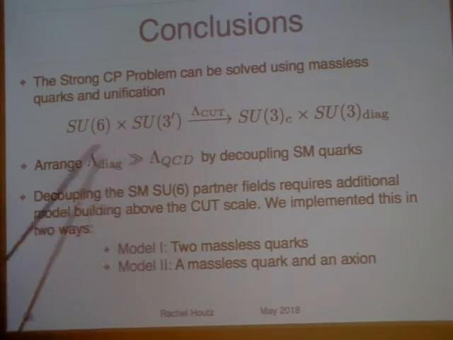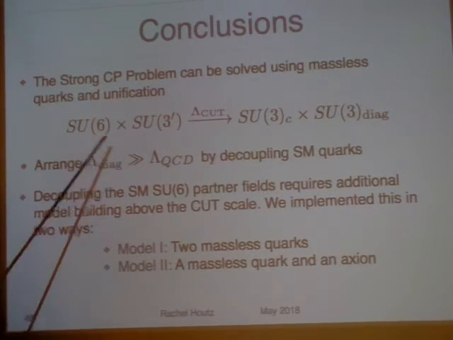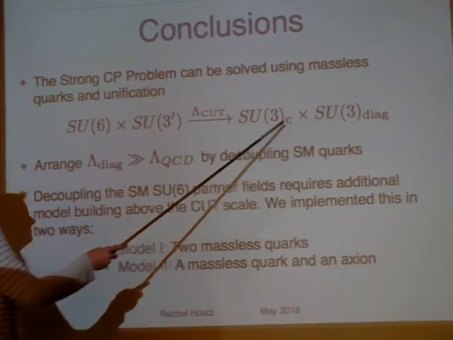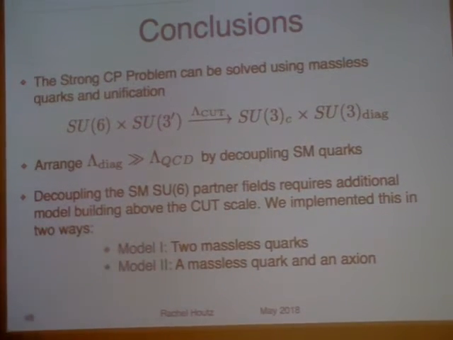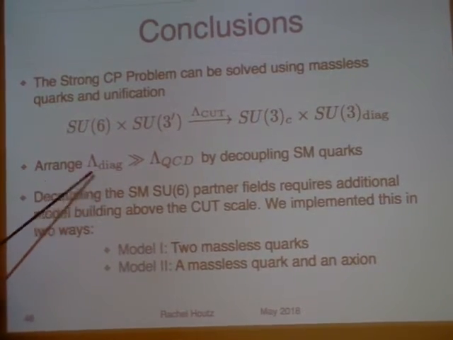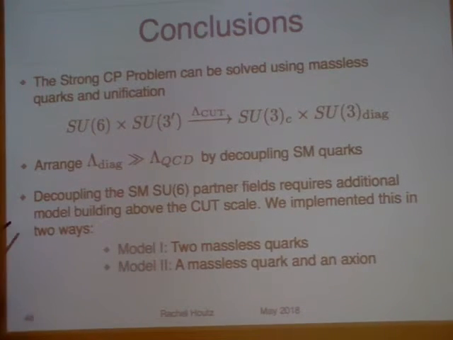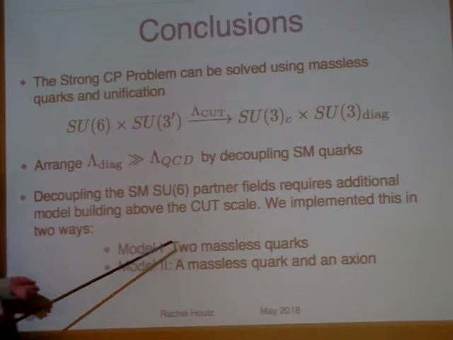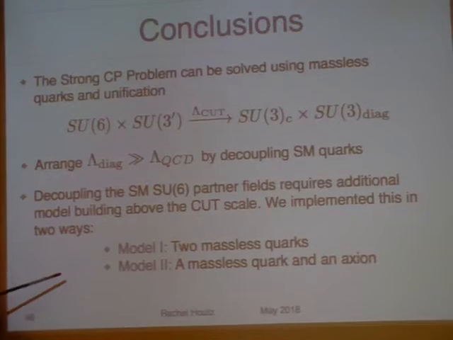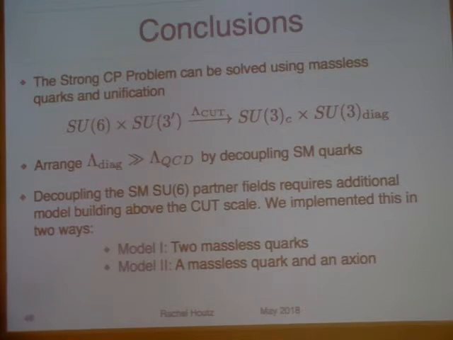And so we have this unification that's SU6 cross SU3 prime, which breaks to SU3 QCD and SU3 diagonal. We can arrange the confinement of lambda diagonal to be larger than QCD by decoupling the standard model quarks. And decoupling the SU6 partner fields requires significant additional model building above the cut scale. We implemented this in 2 ways. Model 1 had 2 massless quarks, and Model 2, which I didn't get to talk about, has a massless quark and an axion.